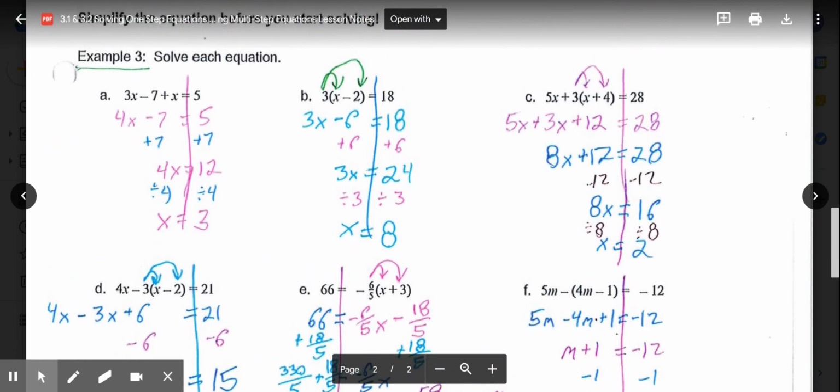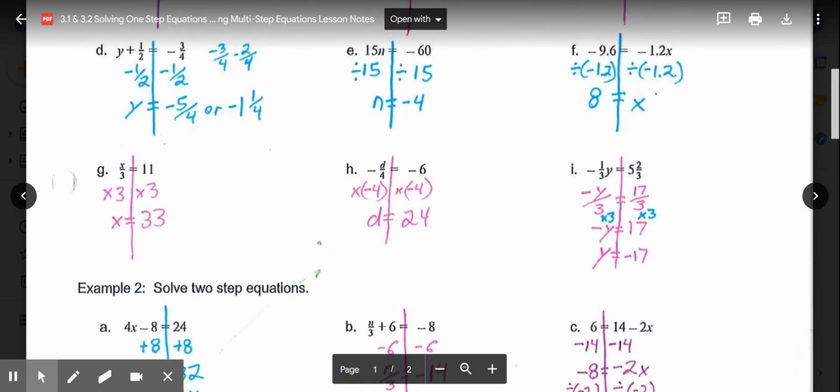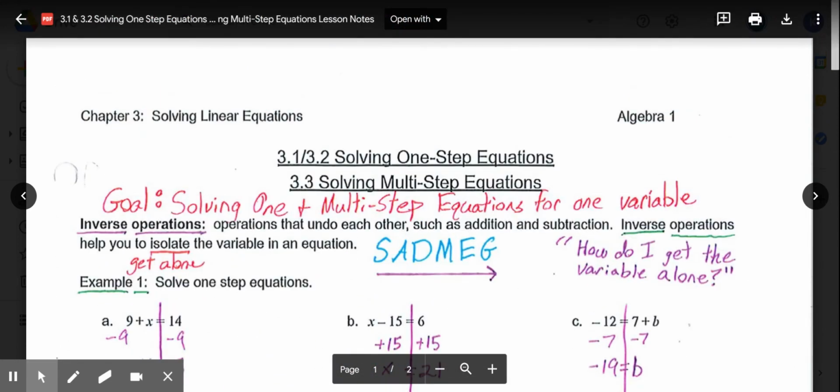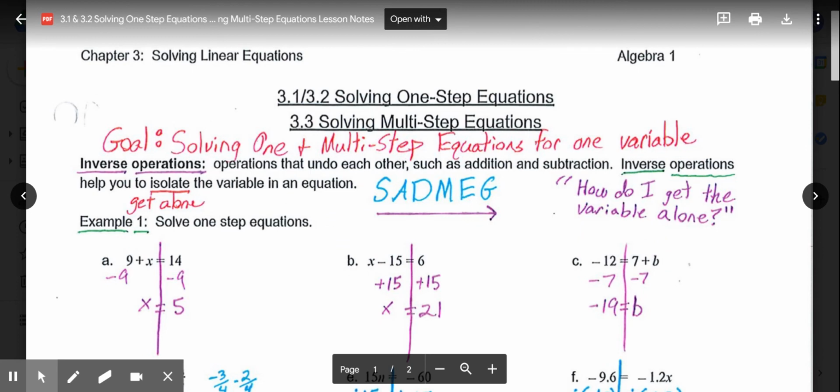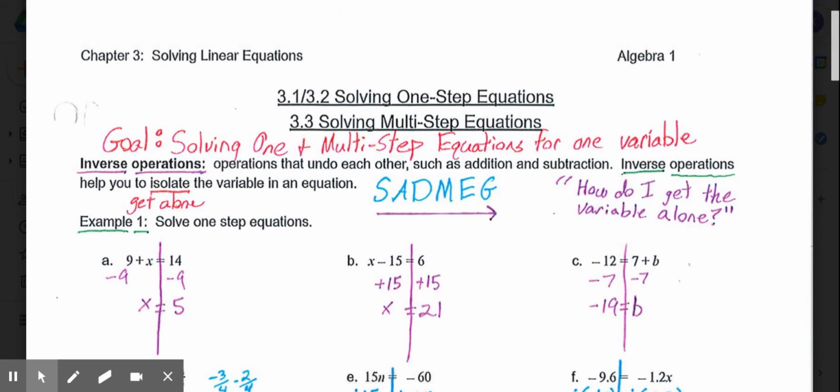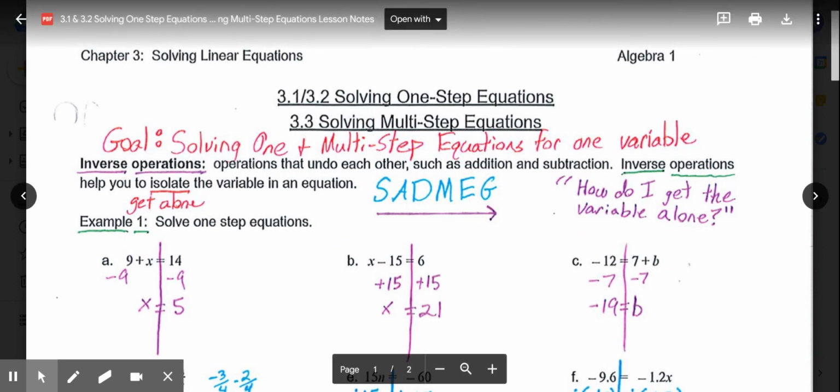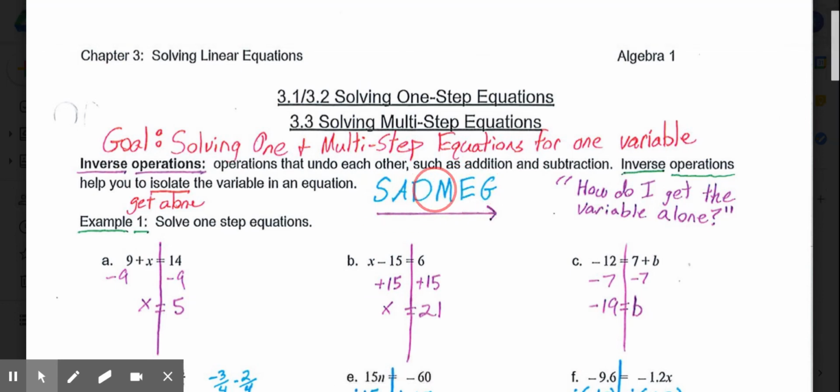So the key for today's lessons go way back to just this beginning couple notes of using inverse operations. You want to think, how do you get the variable alone or isolate the variable? And you're working the order of operations backward to undo the mathematics.